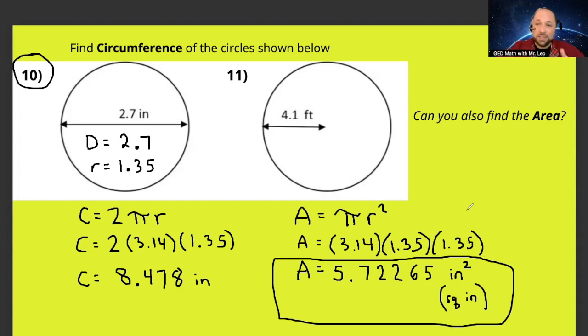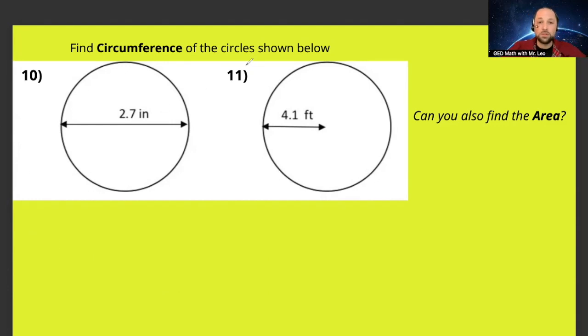All right. Let's do this number 11. One more circumference problem here before we switch it up. I'm going to clear my screen. Let's do number 11 now. Let's label what we know. What are they giving us right here? This is a radius. You know that because it's only traveling to the center. So the radius is 4.1.